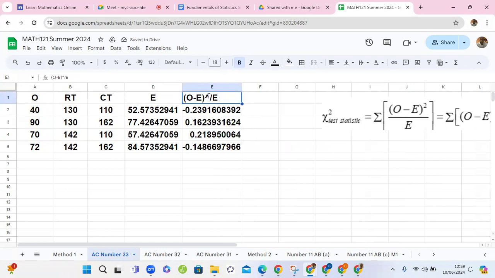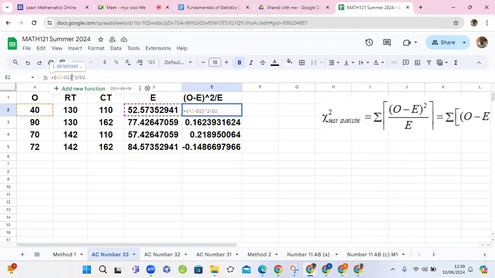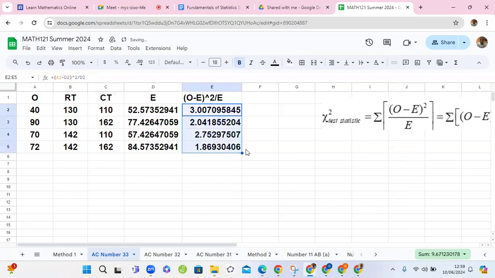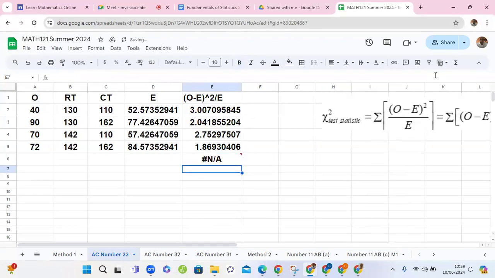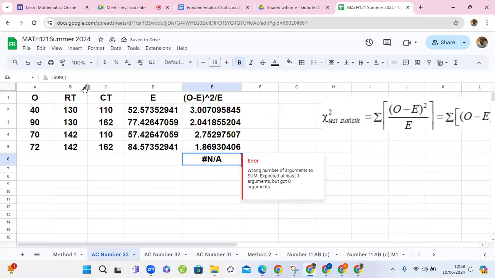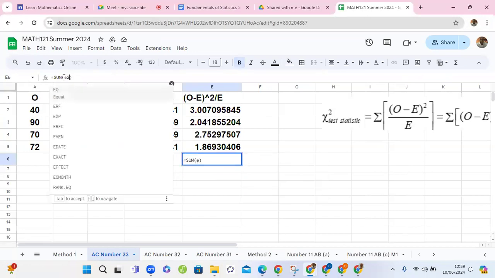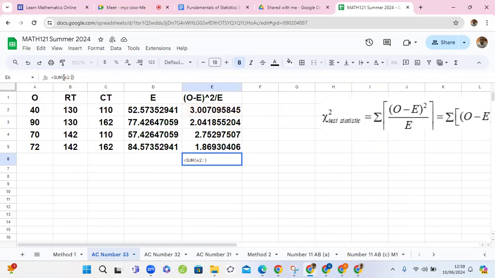Oh, I did not square. O minus E all squared. So that's why I had some negative values here. O minus E all squared. Okay. So these are the chi-square contributions. And what I've got to do now is add these up. Sum from E2 to E5. So my test statistic is 9.67.